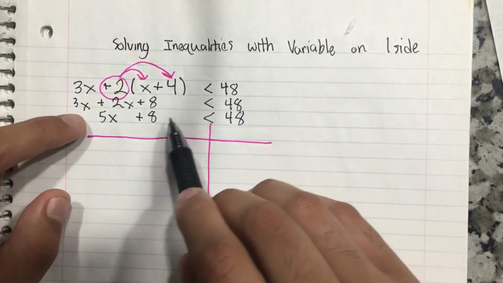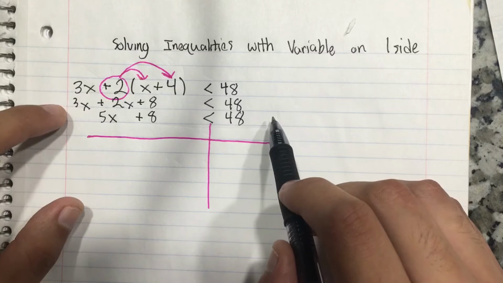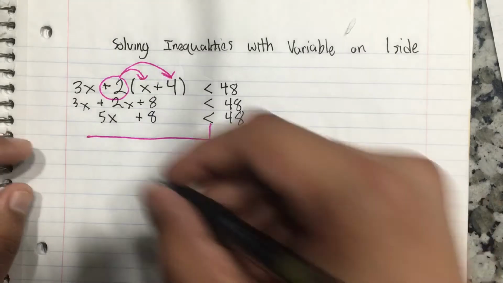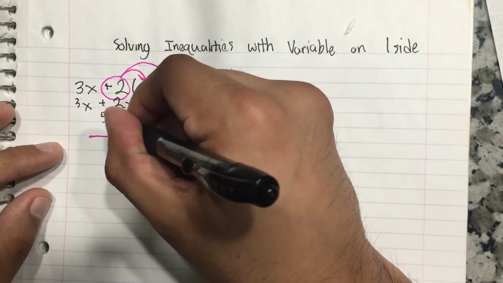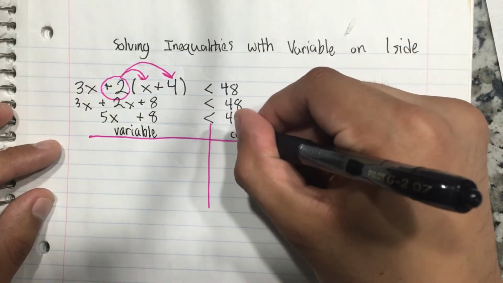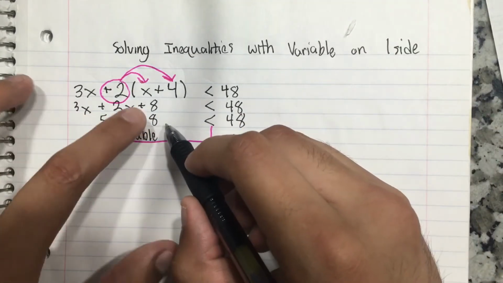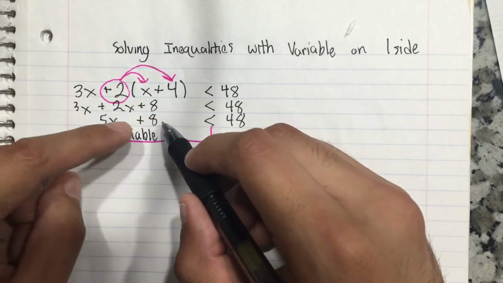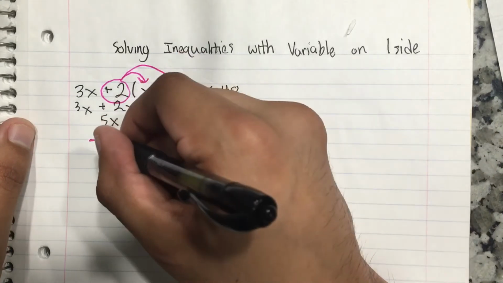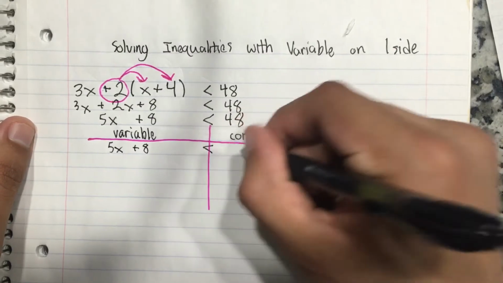Now we're going to look at both expressions and ask ourselves which one has the greatest variable between the two expressions. The left side has 5x plus 8, so we have 5x. Over here we have no variables, so I'm going to write this as my variable column. This side is going to be my constant. Anytime there is a term without a variable multiplying it, it is a constant since that number will not change. So, okay, now let's write down here 5x plus 8 is less than 48.